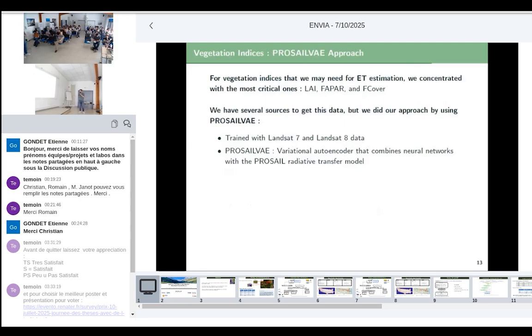For vegetation indices that we may need for evapotranspiration, we concentrated our work on estimating the critical ones, like the leaf area index, FAPAR, and FCover. For that, we used a model called PROSAIL-VAE, which was developed by a former PhD student, Yoel Zérah. We trained PROSAIL-VAE using Landsat 7 and Landsat 8 data.